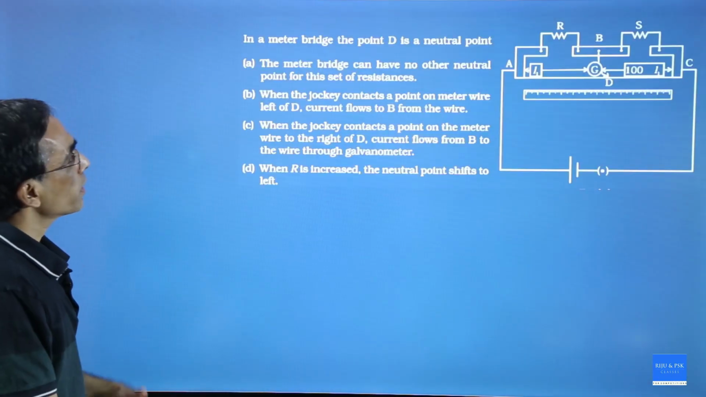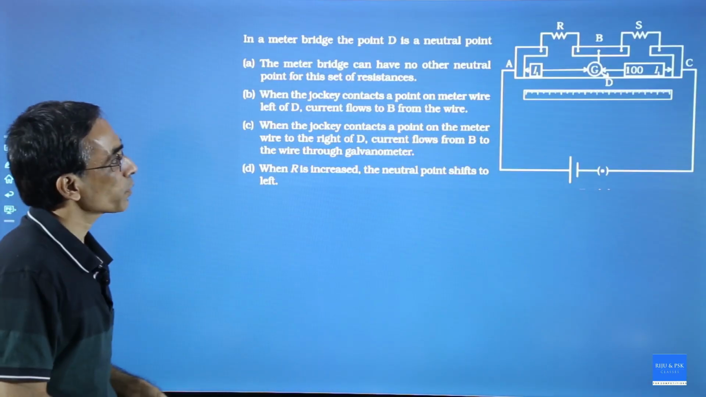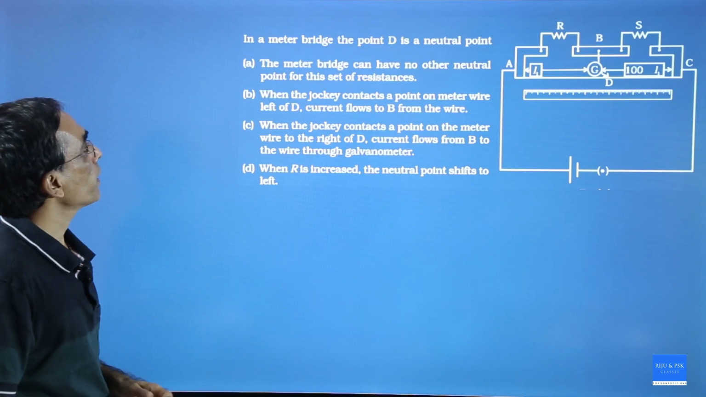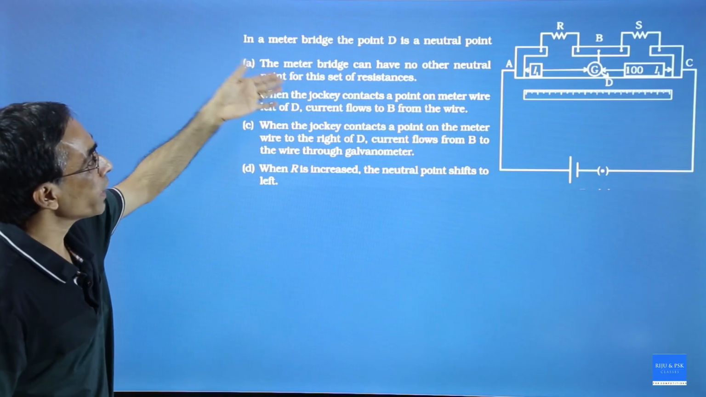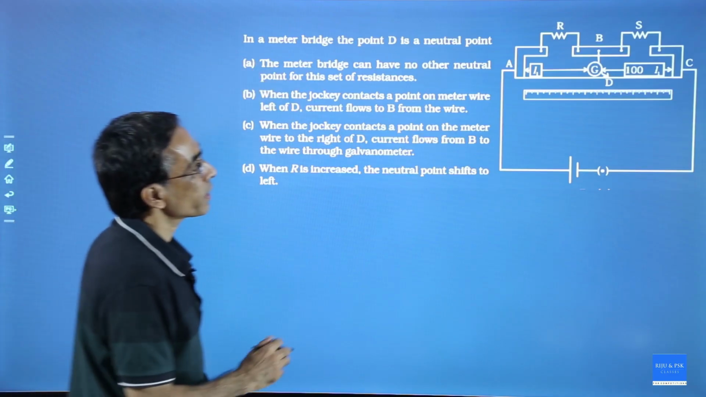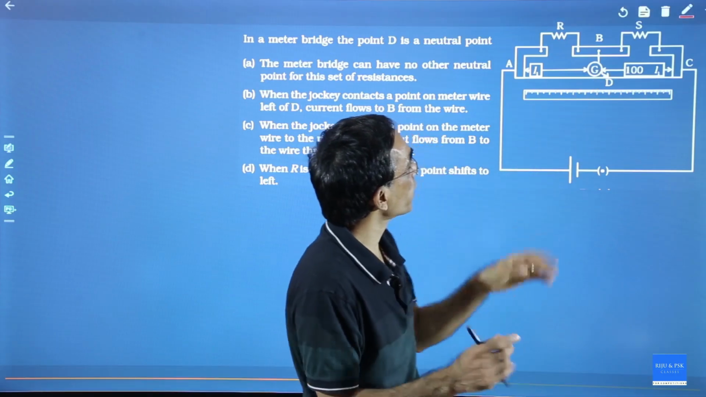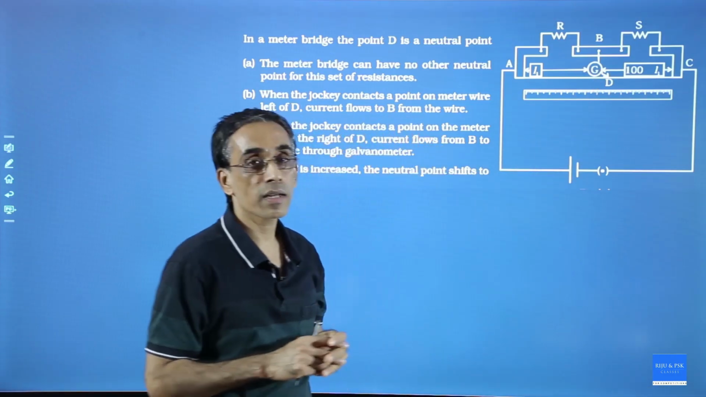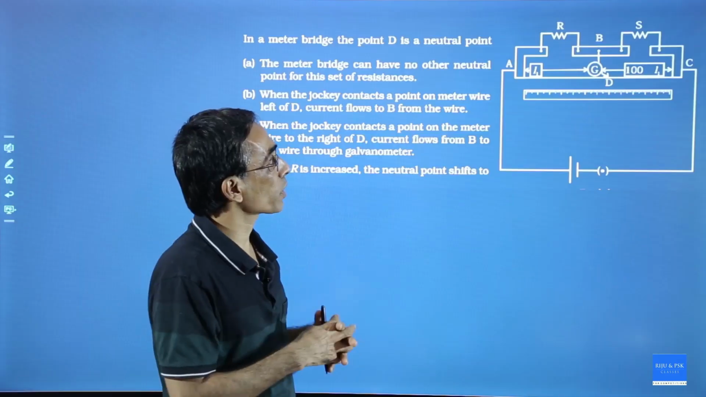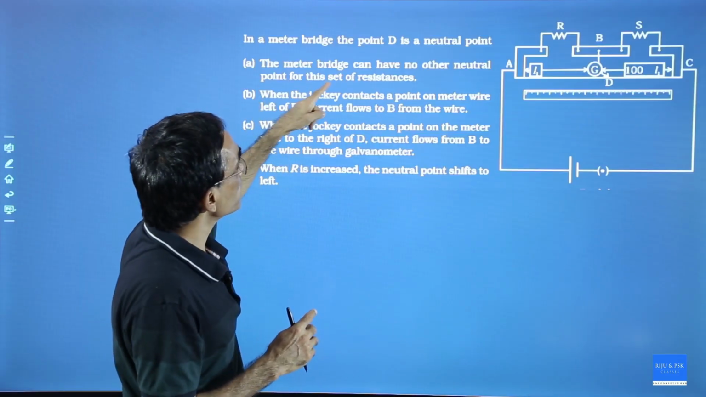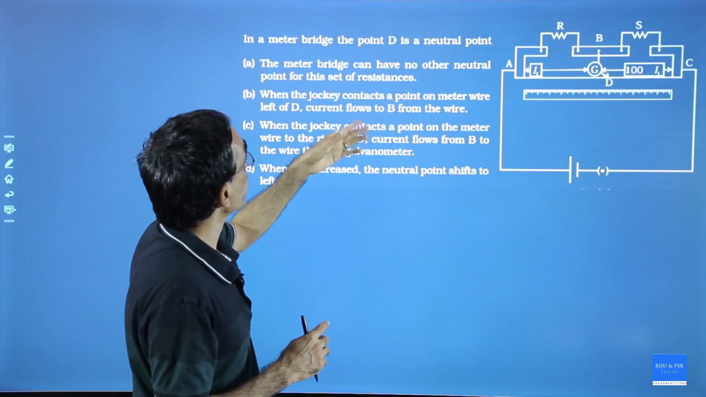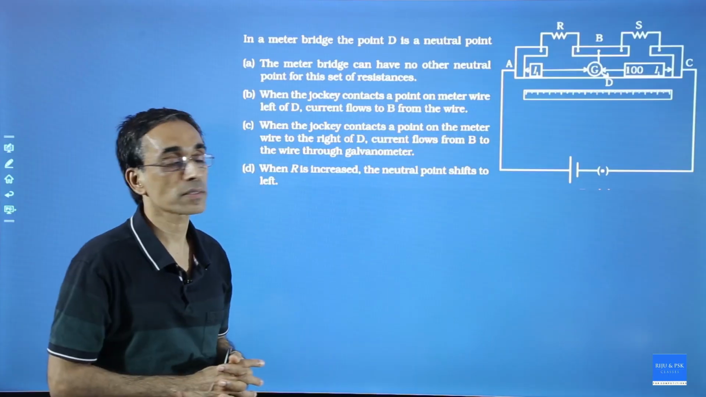Now, this is a question from your NCERT. A meter bridge, the point D is a neutral point. The point D here means you are touching the wire and that is the balancing point. It's called neutral point. The meter bridge can have no other neutral point for this set of resistances.